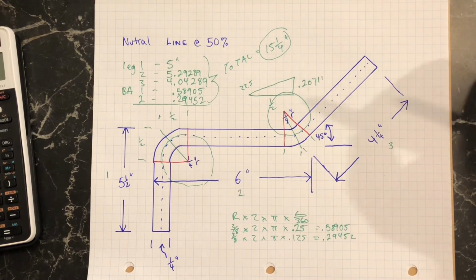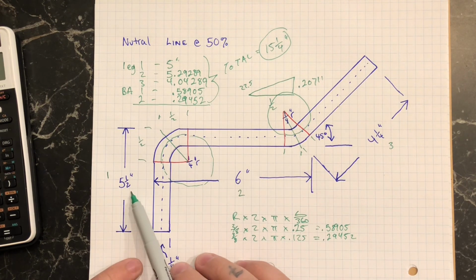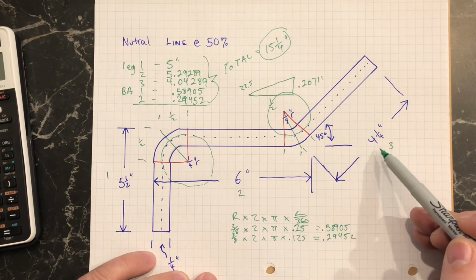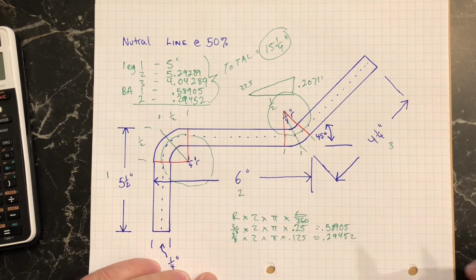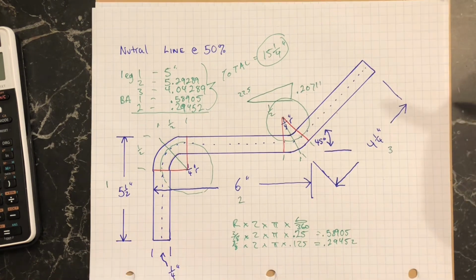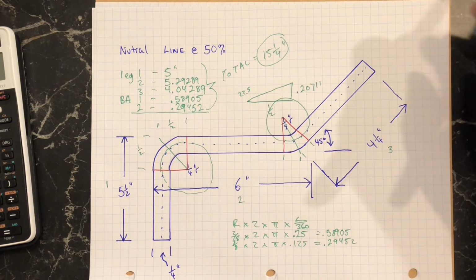Now I can double check it. So 6 plus 5 is 11.5. So the 15 3/4. So if I was to add up these raw lengths, there'd be 15 3/4. 15 1/4 is definitely less than that. So I would say we're on the right track.